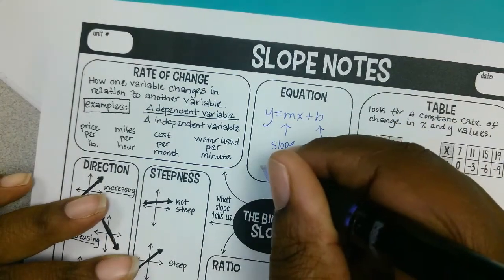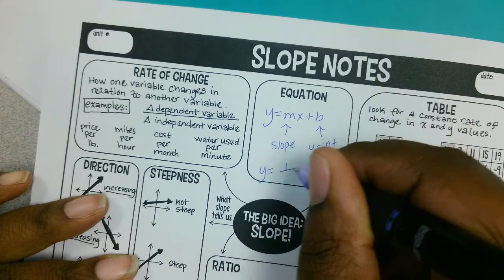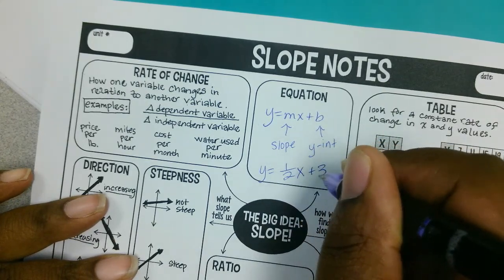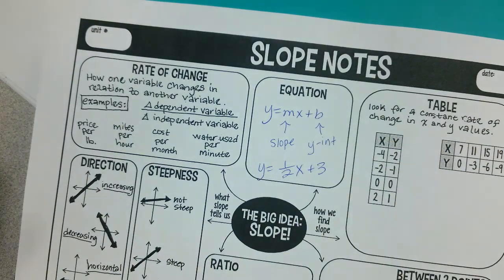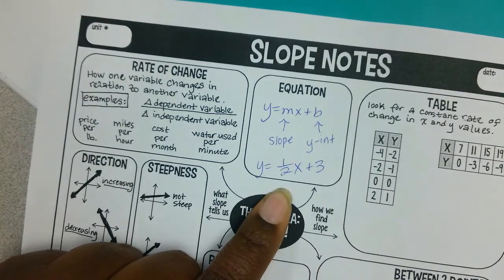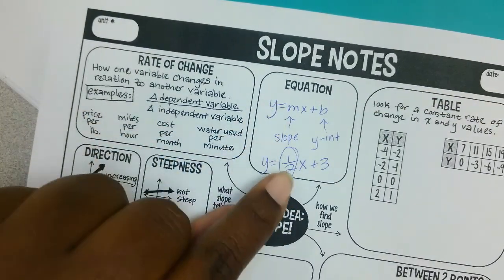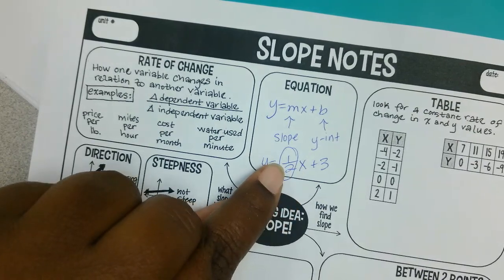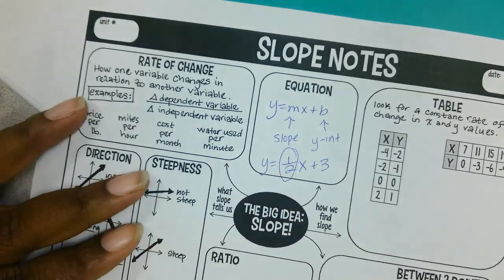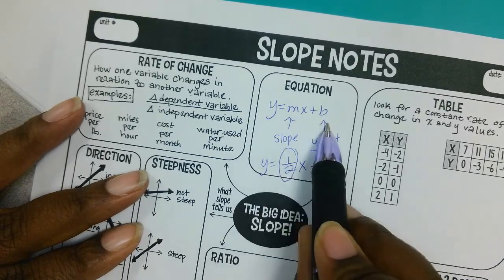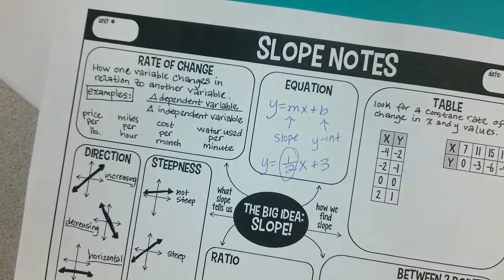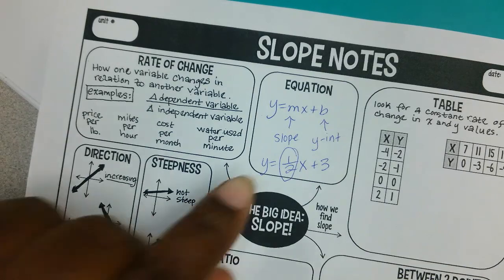So y equals 1/2 x plus 3. This is an example equation. If I had this equation, I could automatically know that my slope is 1/2 because that's my m. That's my number in front of x. That's my coefficient. Again, this only works when it's in slope-intercept form. So make sure your equations are in slope-intercept form, and you can always find a slope from the equation by looking for that m.